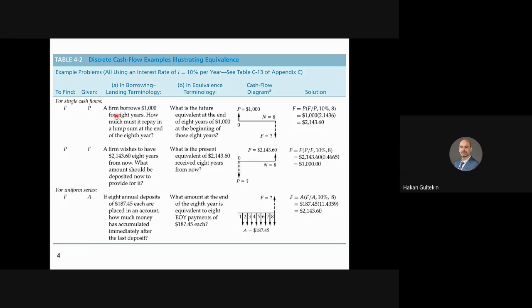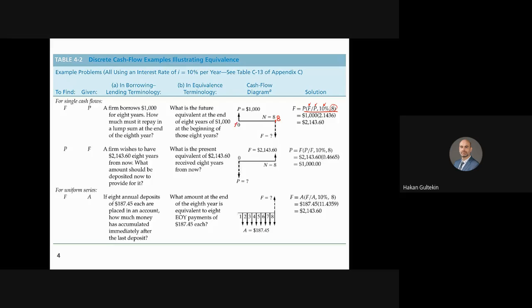Okay, what are the alternatives? We may be given a present amount of money and we are asked for a future value, okay? The present amount, and by the way, the present amount need not be at time 0. We call it present, but look, if this is 0 and if this is, for example, time 8, then we use this factor. We want to find F, given P, interest rate is 10, and there are 8 periods.